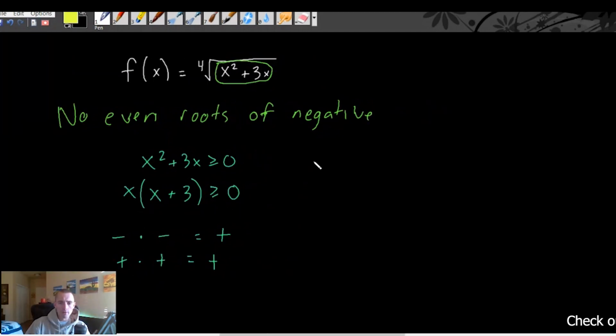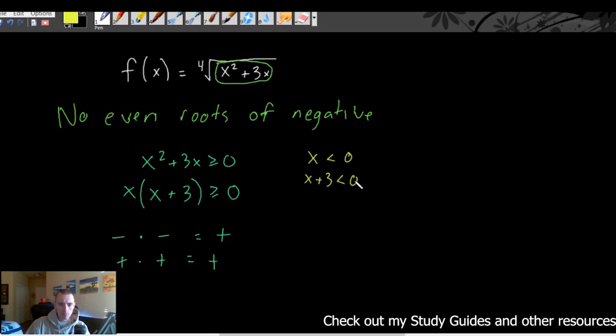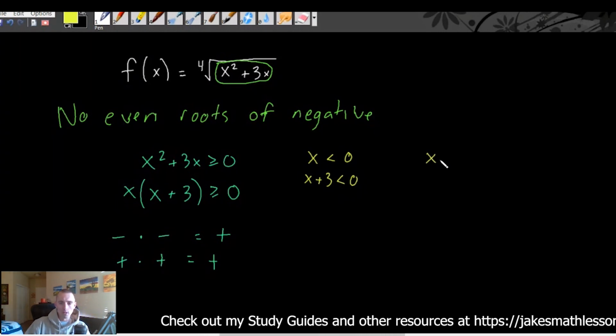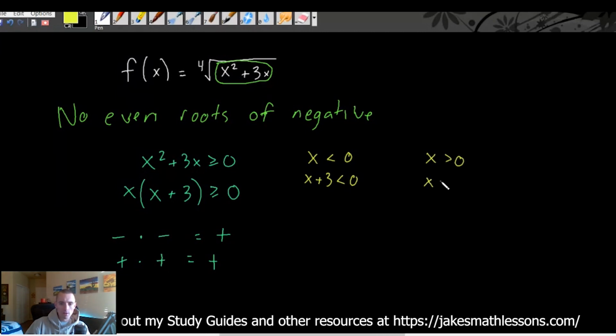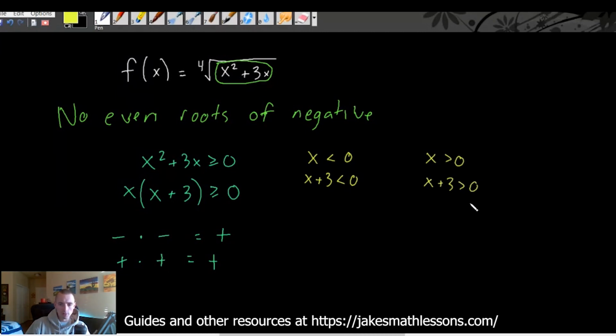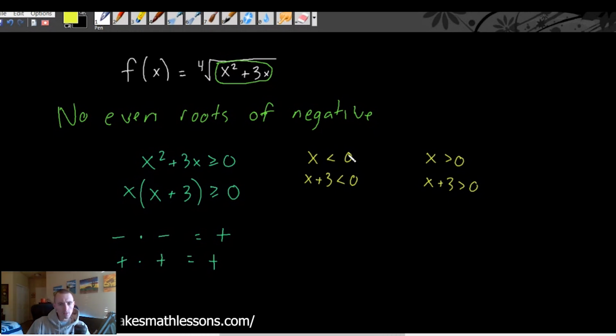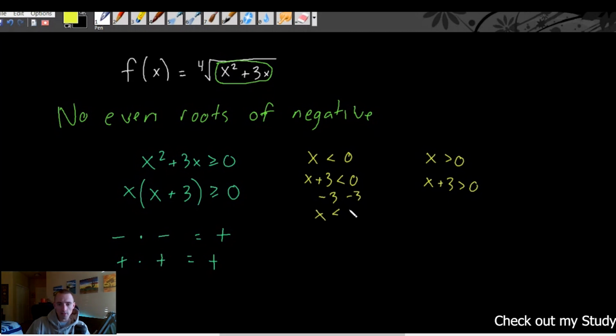So in order for both of them to be negative, we would need x to be less than 0, and we would need x plus 3 to be less than 0. In order for both of them to be positive, we would need x to be greater than 0 and x plus 3 to be greater than 0. Okay, so now solving these simpler inequalities, x less than 0 already works. That's already solved for. We already know x is less than 0. For this one, we would just have to subtract 3 from both sides, giving us x less than negative 3.